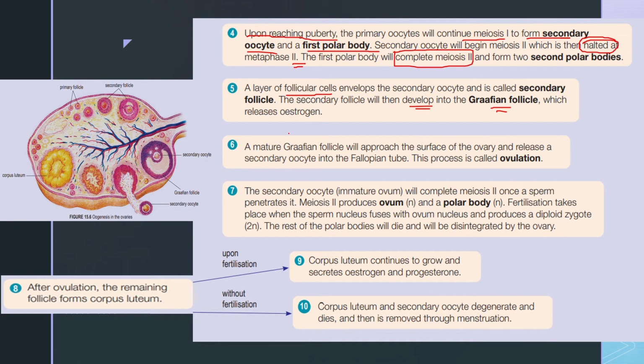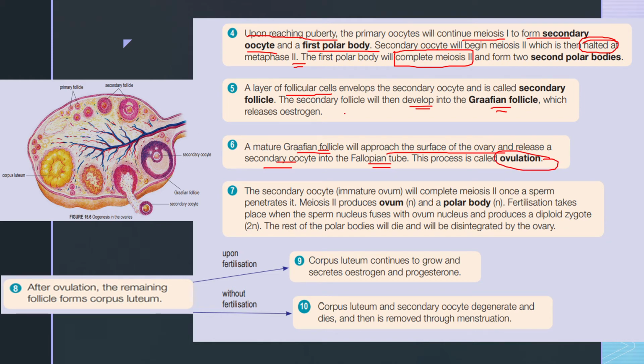Okay, let's continue. It says here, a mature Graafian follicle will approach the surface of the ovary, as depicted here in the picture, and it's going to release the secondary oocyte into the fallopian tube. And this process is known as ovulation. Okay. Alright, bear this in your mind.